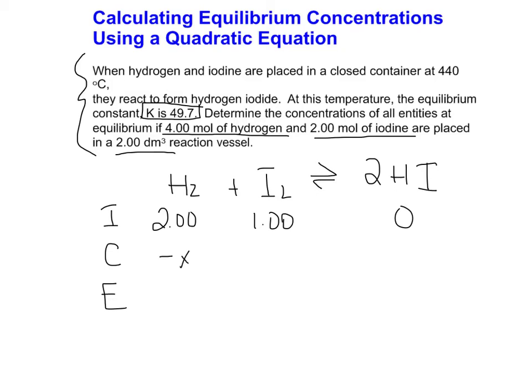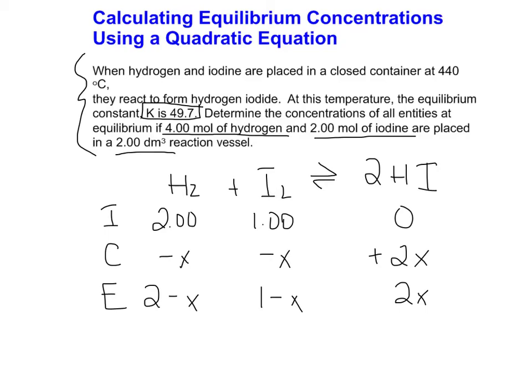Our H2 and our I2 are both going down by negative x. Our HI is going up by plus 2x. So just to simplify things a little bit, our H2 is 2 minus x, our I2 is 1 minus x, and our HI is 2x.